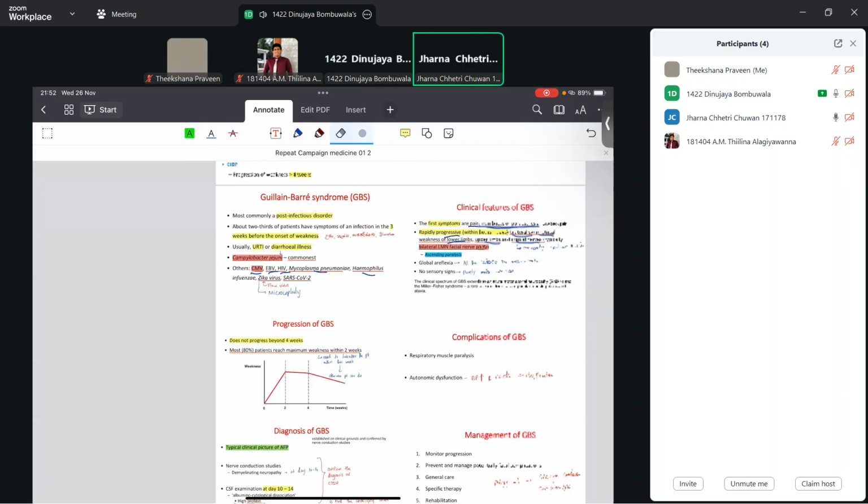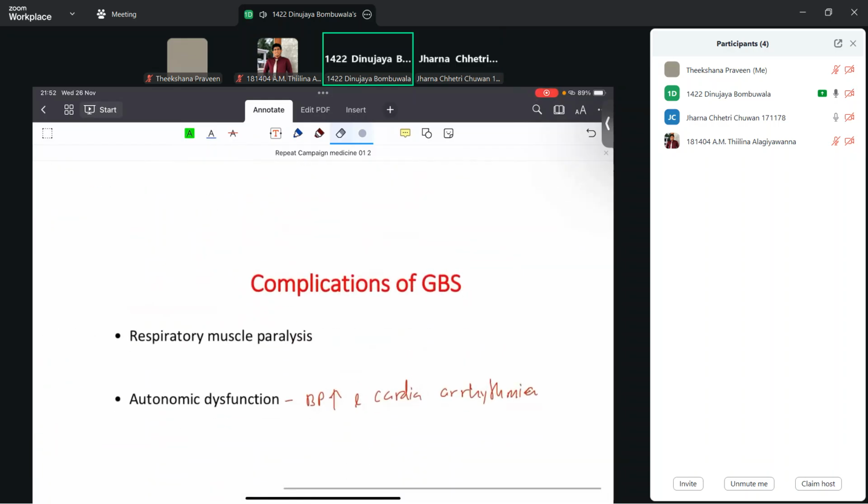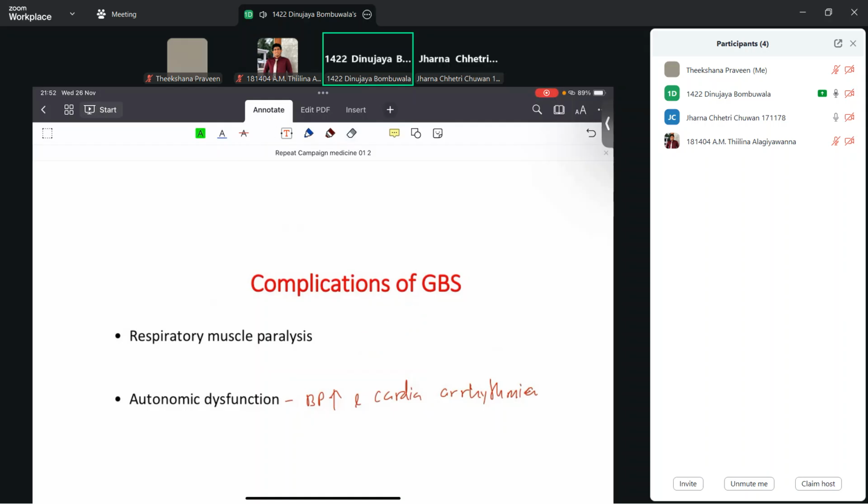Complications wise, the worrying complications are respiratory muscle paralysis and autonomic dysfunction. Respiratory muscle paralysis can lead to exhaustion and type 2 respiratory failure. And autonomic dysfunction, mainly blood pressure fluctuation and arrhythmias, are the ones we are worried about. So in the management, we have to monitor the patient for these two complications.